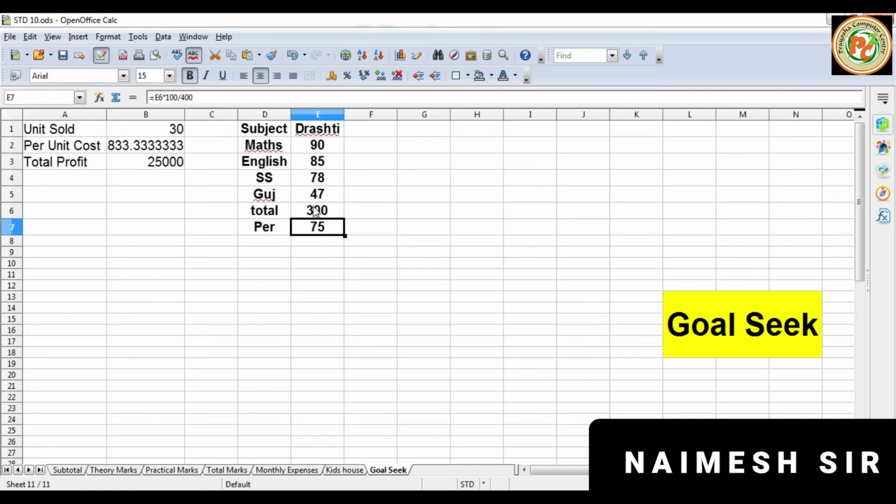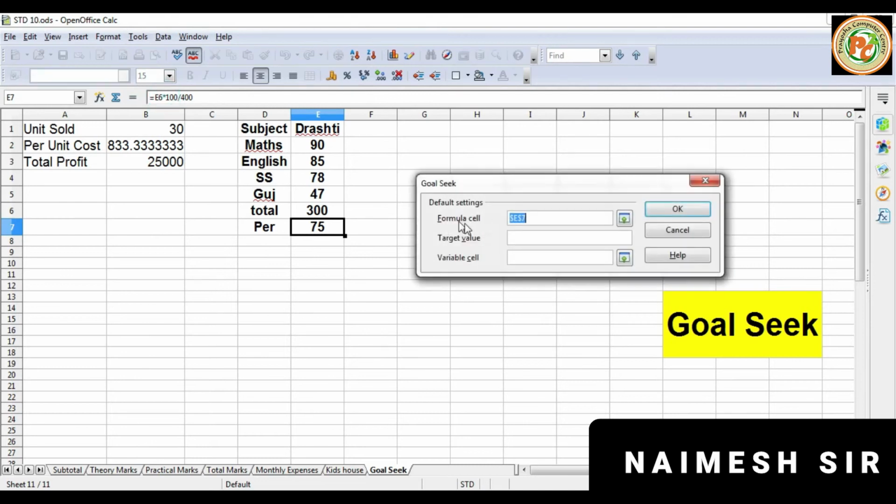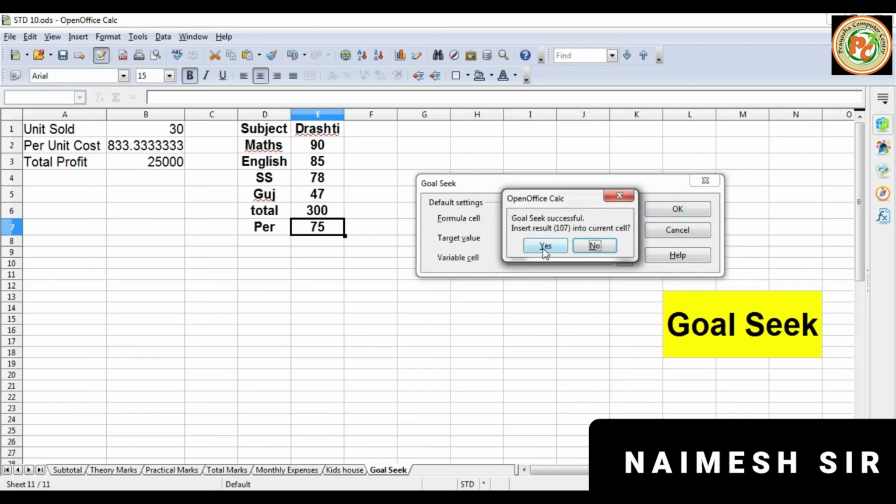So how much change is required in Gujarati next time? If she wants 90 percentage in the next exam and she wants to increase the marks in Gujarati, then how many marks will she need? So click here, go to Tools and click Goal Seek. Now the target formula cell remains the same because we have assigned the formula. The target will be 90 percentage, and she wants to increase the Gujarati marks, so click here, press yes and okay.